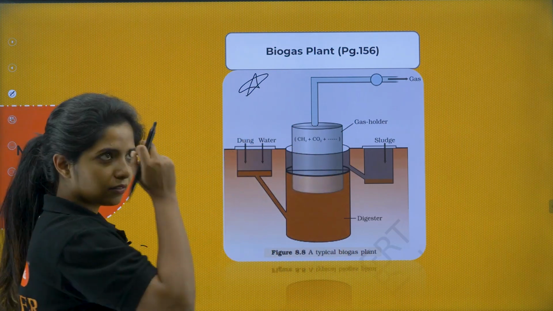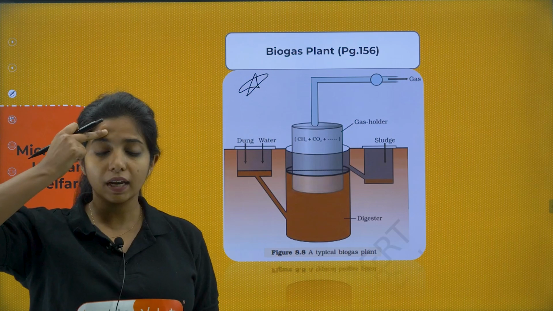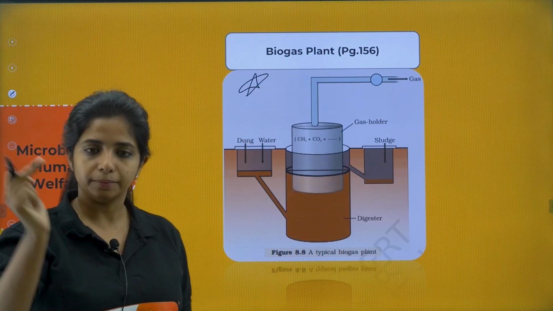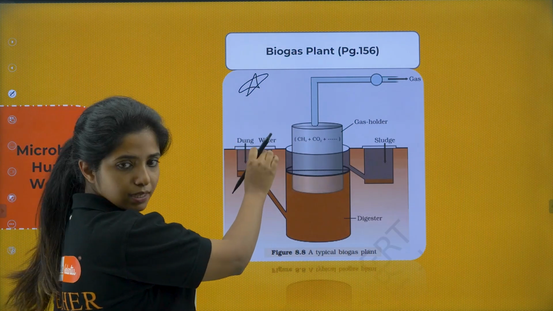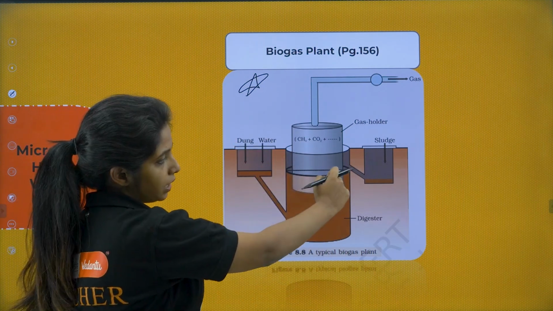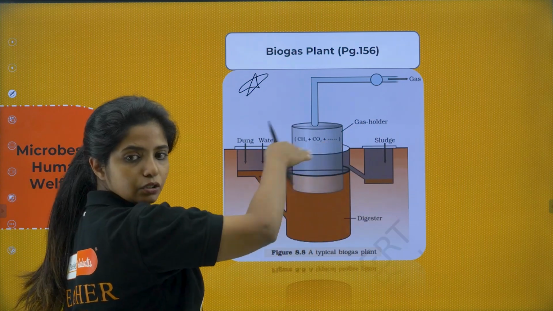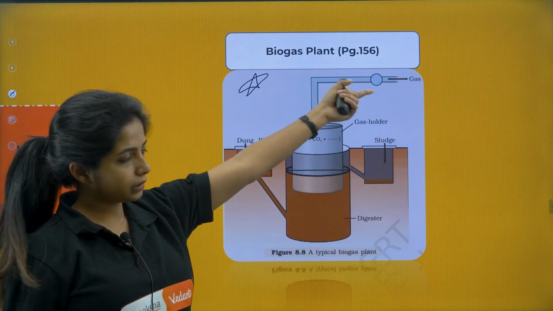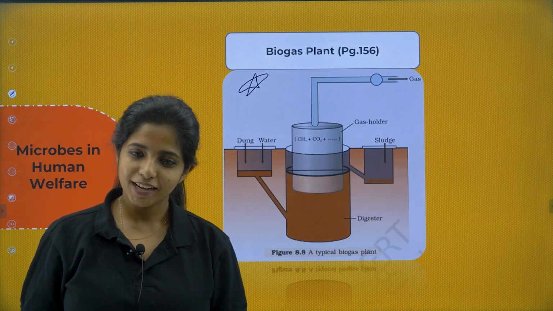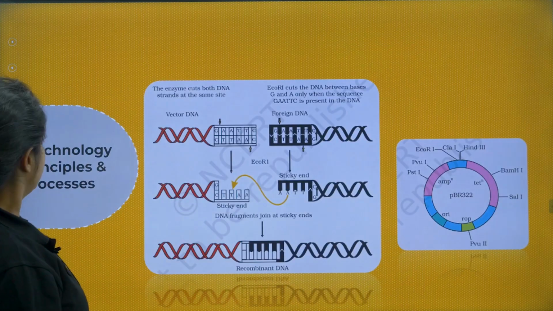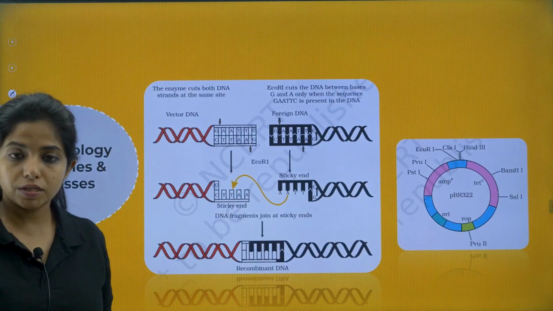So I have drawn it when I was teaching microbes in human welfare, so you also have to practice it. Okay, the diagram is here. Make a line, show it like this, make another box. So slanting lines, parallel lines, you can remember like that. Okay, and then a gas line. Cool. Chalo. Biotechnology principle and processes, sticky ends.